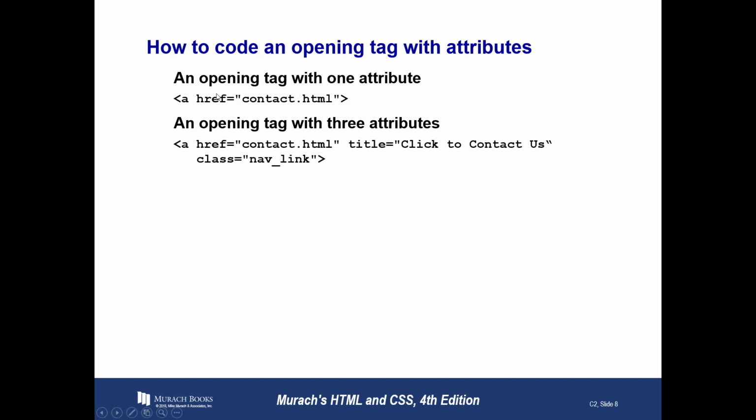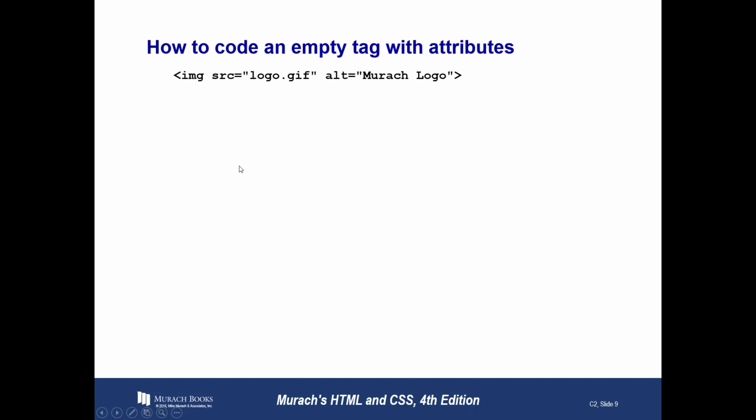Here's an opening tag with 1 attribute. I already showed you that. But it's possible to have a tag with multiple attributes. And there's an example. Again, we're going to go through all of this stuff as we go on in here. There's an empty tag, the image tag, with attributes.